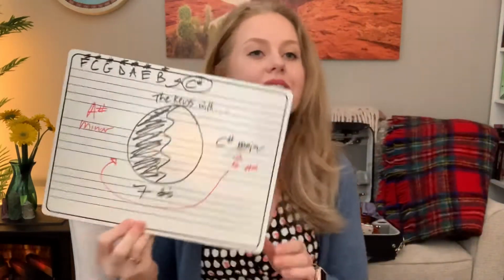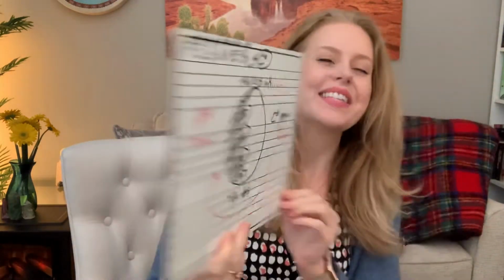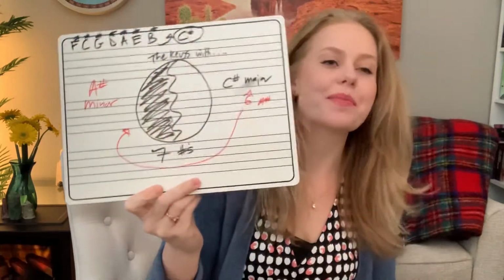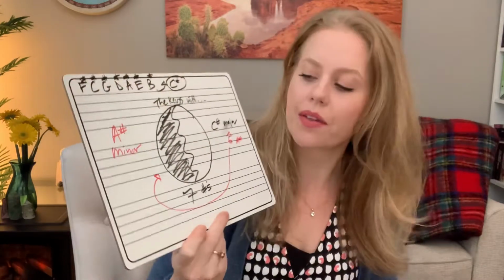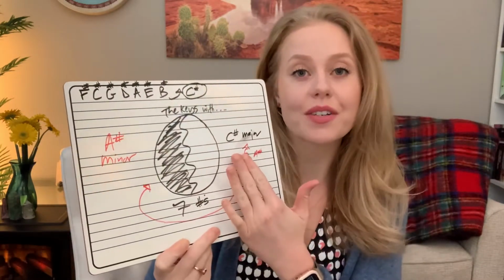We are going to be learning about the keys with 7 sharps today. So this is a lot of sharps, I know. What we're going to be listening for, I'm going to play them for you in a minute. We're just going to go through some music theory together. You're going to hear C sharp major and what that sounds like.